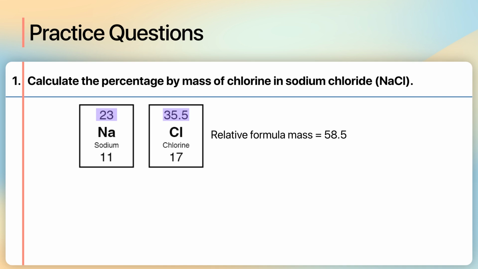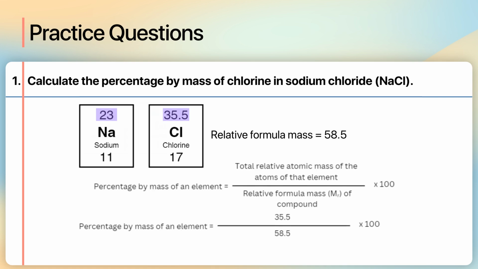Given that there is only one atom of chlorine in this compound, we can just divide 35.5 by 58.5. Next, we multiply by 100. This then gives 60.68, which is approximately 60.7%.